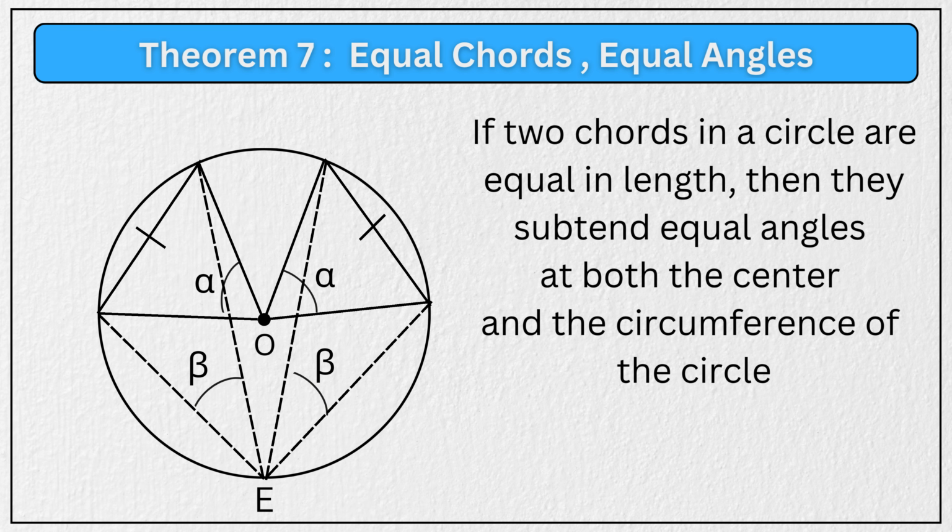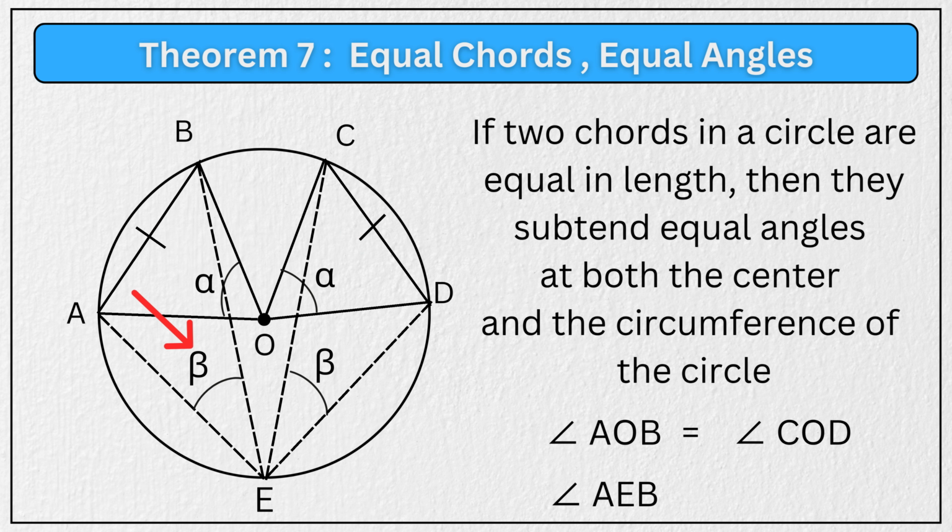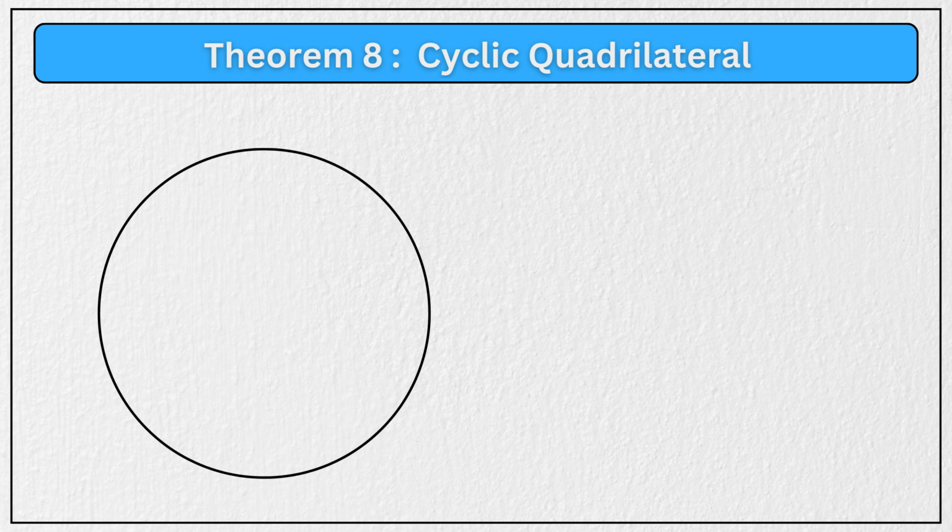For example, if chords AB and CD are both 6 units long, then this angle at the center from AB is equal to this angle from CD, and this angle at the edge from AB is also equal to the one from CD.